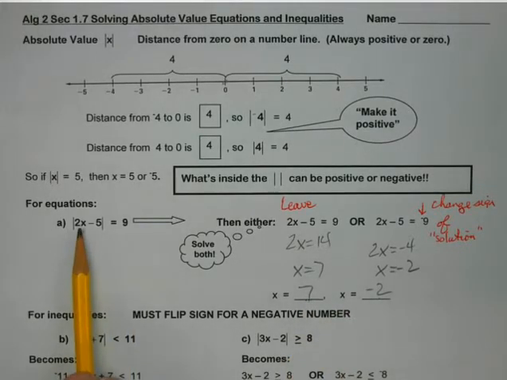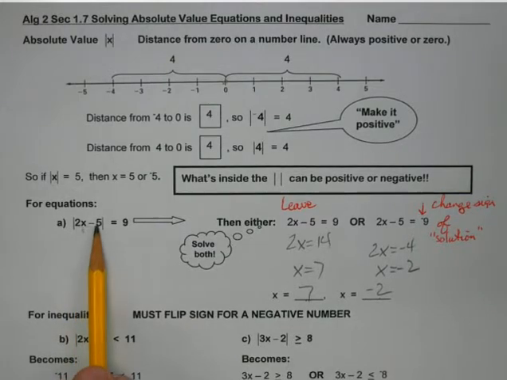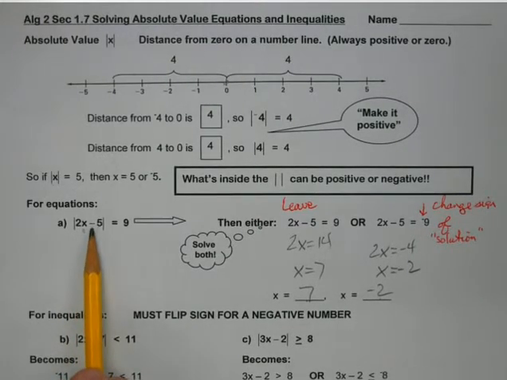Plug in the negative 2. 2 times negative 2 is negative 4. Minus 5 is negative 9, but the absolute value of negative 9 is 9. So my two answers work. Okay, that's how equations work. But I said before, we're going to work this into inequalities as well.